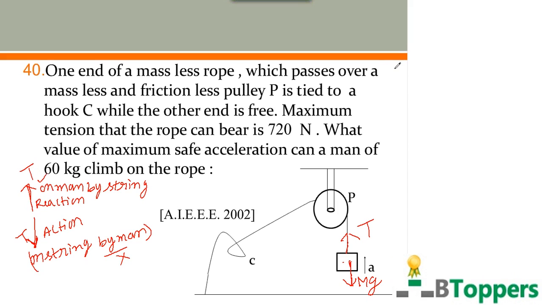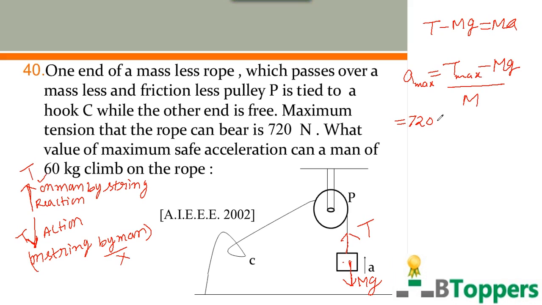So the magnitude of the resultant force on the man in the upward direction can be written as T minus mg. From Newton's second law, that is equal to mass into acceleration. So the maximum acceleration with which the man can move up is equal to the maximum tension which the rope can withstand, minus the magnitude of his weight, divided by the mass m. Maximum tension it can withstand is given as 720 Newton. Mass of the man is 60 kg. Take g as 10 meter per second square.